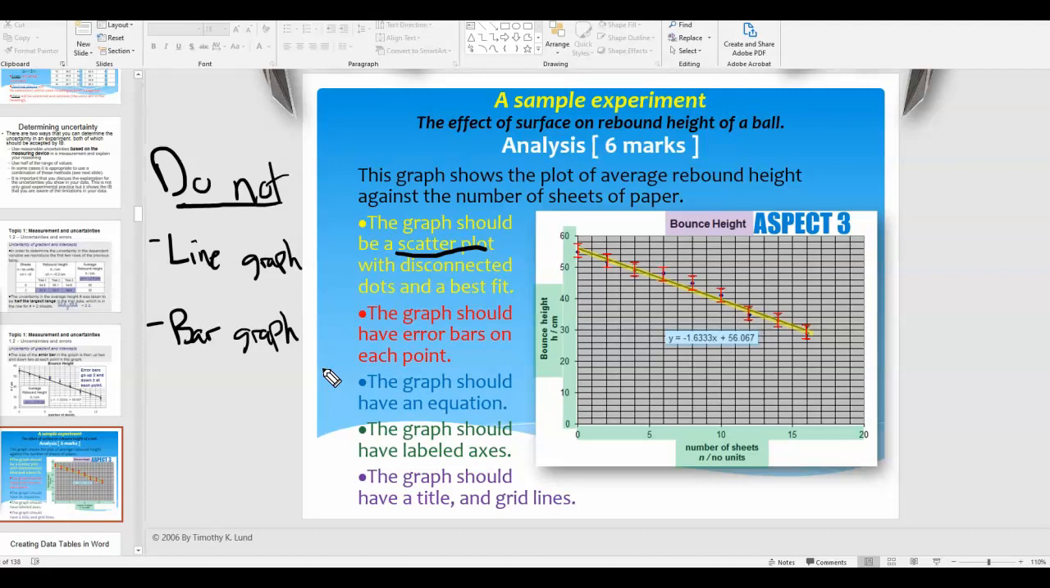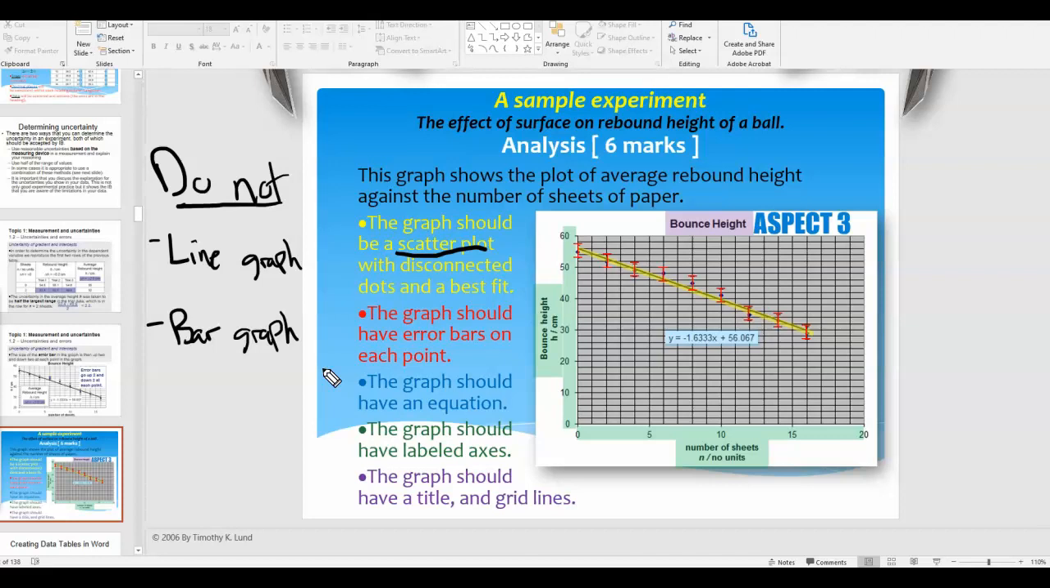A bar graph is not appropriate for a scientific investigation of this type. A line graph is also not appropriate because a line graph will basically connect the dots with your data points. Do not do a line graph. Do a scatter graph. If you do a line graph, that's the fastest way to lose points under analysis. So please do not do that. Make sure it's a scatter graph.